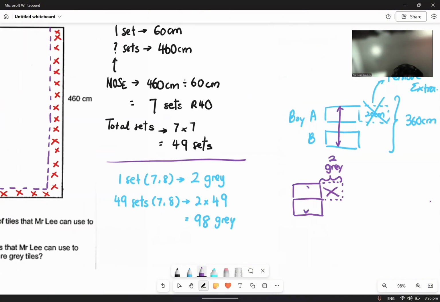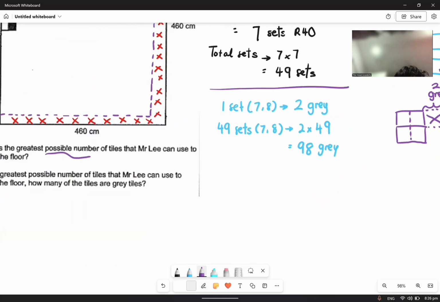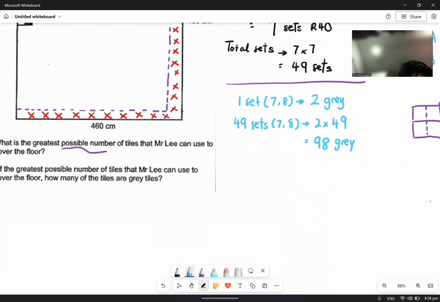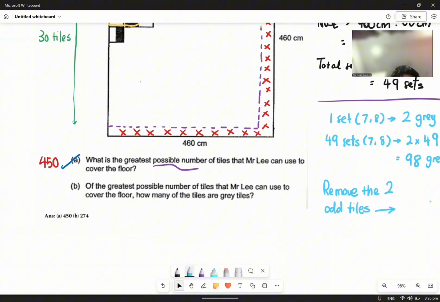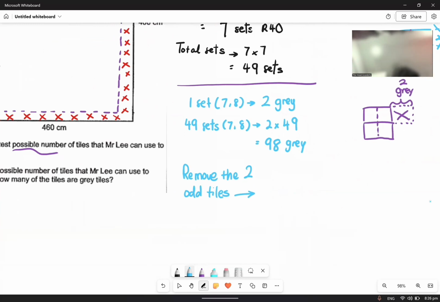Am I making sense? I must have an equal amount, equal number. Can? So now what I'm going to do is I'm going to call this to remove the odd tiles. Or in fact, we call this the 2 odd tiles. How do I remove the 2 odd tiles? Remember just now we learned from B that our answer is 450, right? So in this 450, I will remove away the 98 odd tiles. Am I making sense? Okay, and I will get to an answer of 352.